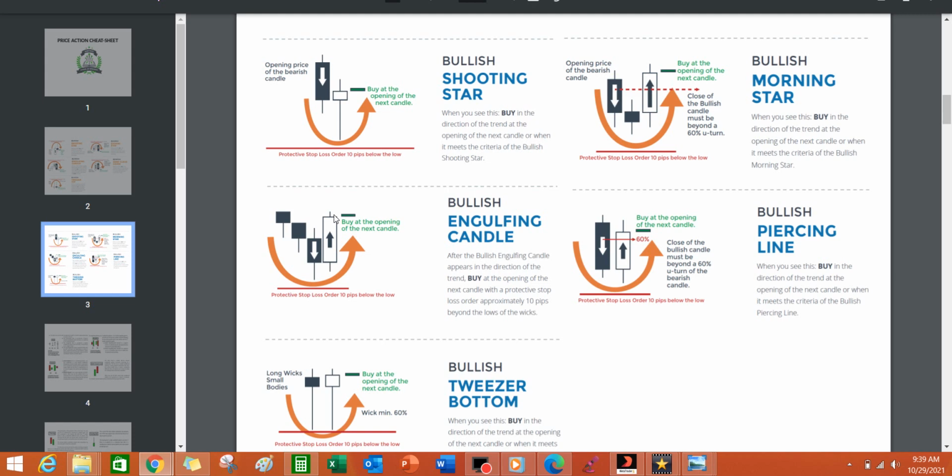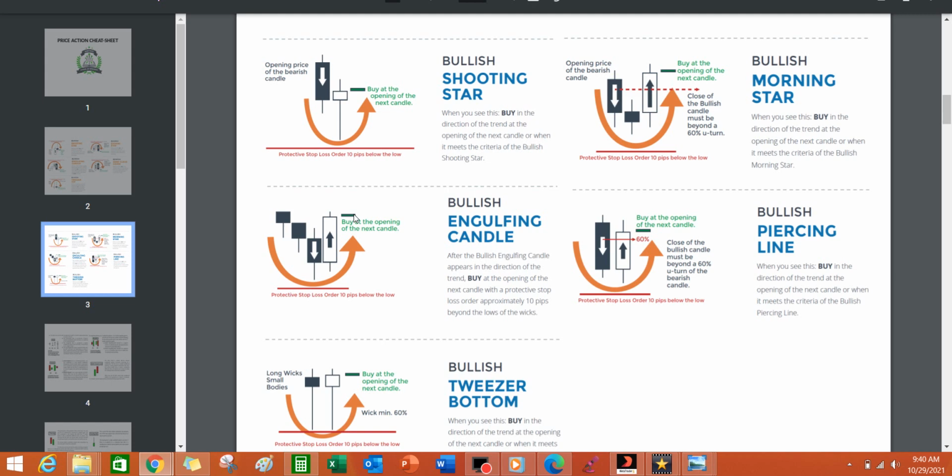So the best time for you to enter a trade is at the opening of the next candle, which is this one. Once this is closed, this should be the opening of the next candle. Then that is where you should start buying from.